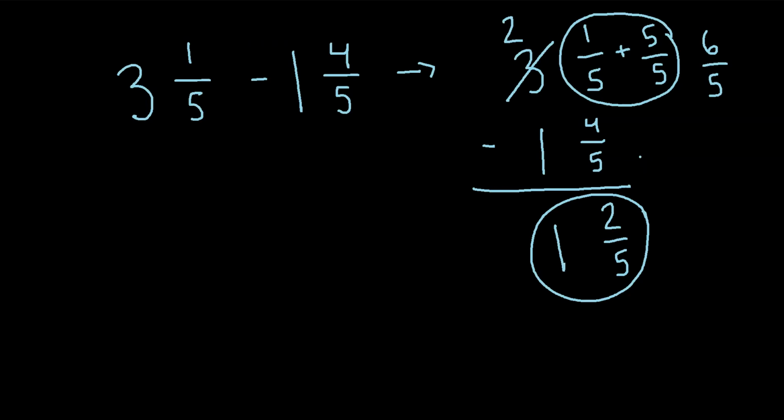So that's the whole process of regrouping. We're just crossing out a whole number and we're adding a whole number in the form of a fraction to whatever the existing fraction was. And that just makes this whole process a whole lot easier. So let's check out one more example.